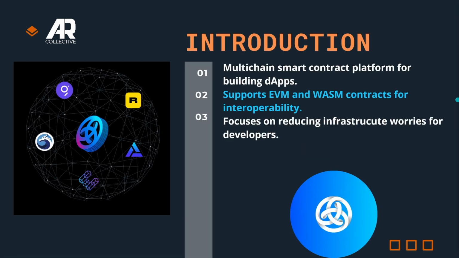So a short introduction to ASTAR. ASTAR is a multi-chain smart contract platform that allows developers to build decentralized applications or DApps across multiple blockchain ecosystems. It supports both EVM and WASM smart contracts, which gives developers the flexibility to choose the best tool for their DApps and ensures interoperability with other networks. So one of ASTAR's goals is to allow developers to focus on building their DApps without worrying too much about infrastructure scalability. This makes it easier for developers to create powerful applications.